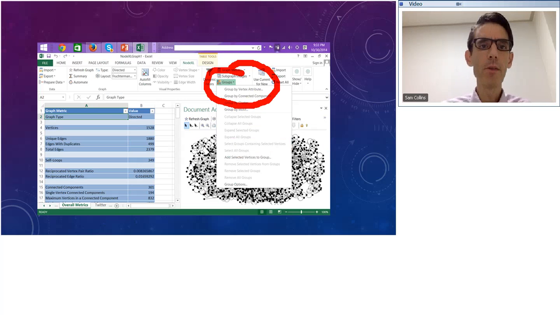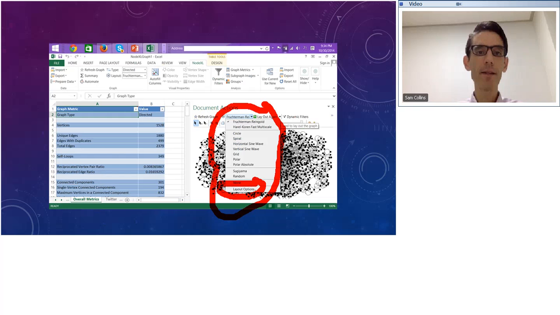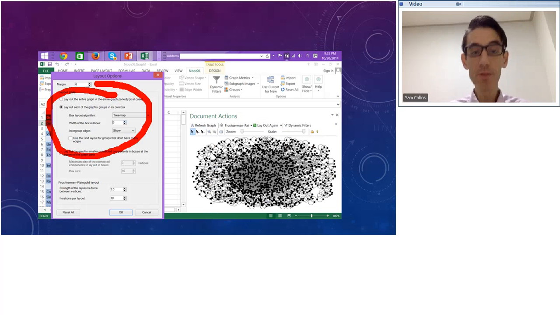So I do that. I come up with a bunch of different groups, and then I'm going to lay out my graph again. I head down over here to layout options, and I can lay out by group, and there it is right there. I can put each little group that I've discovered into their own box, which is still connected to other boxes, but I can see it now.